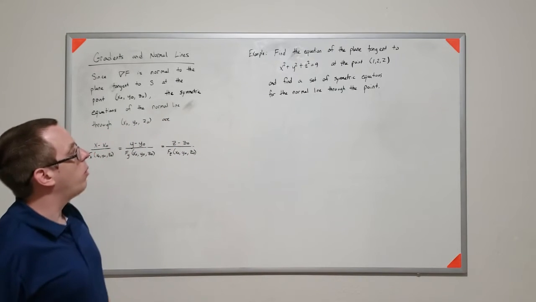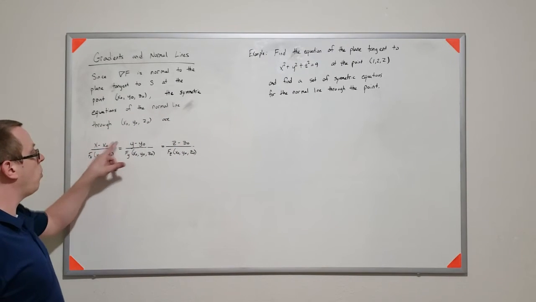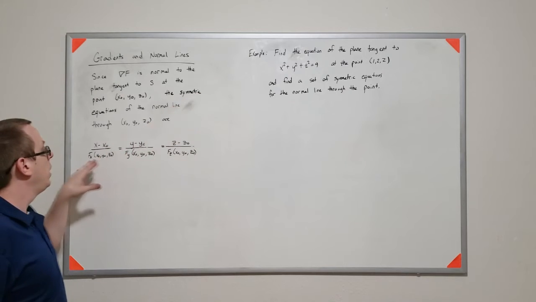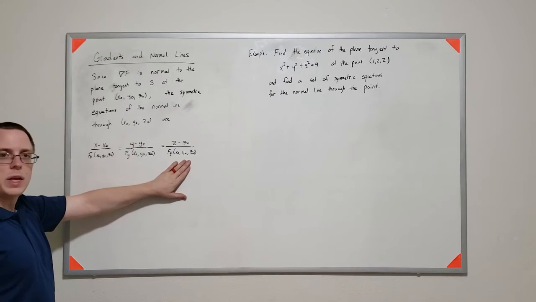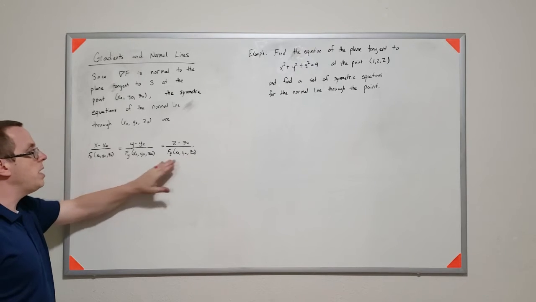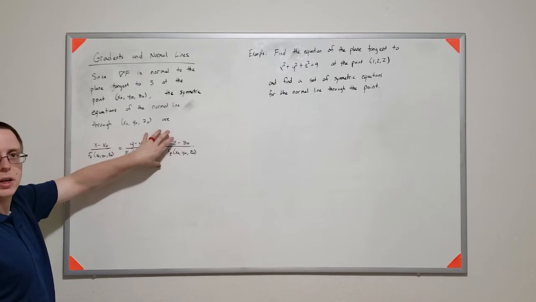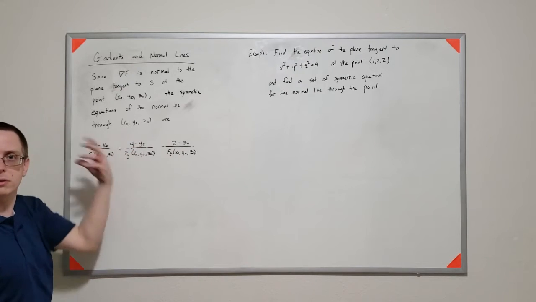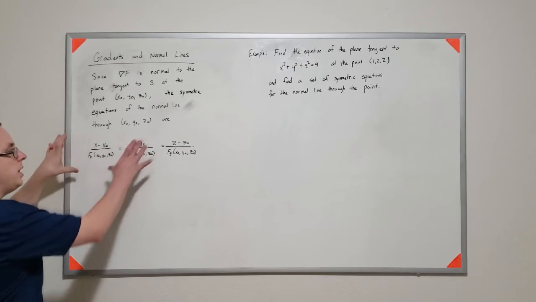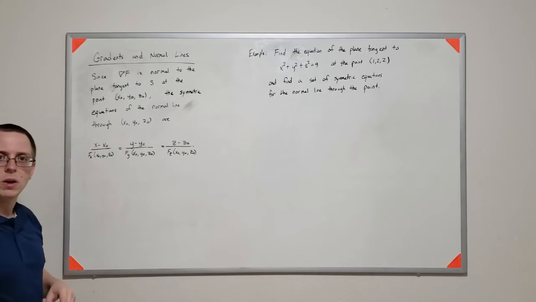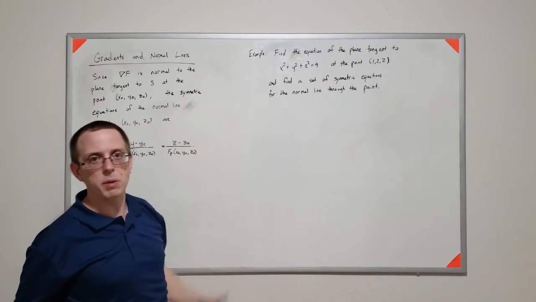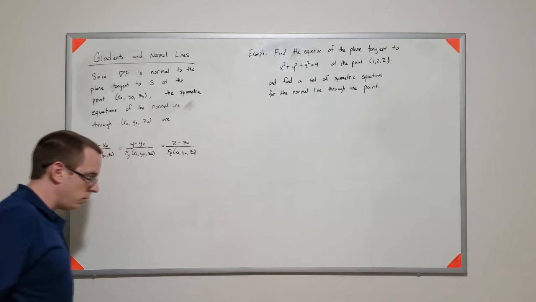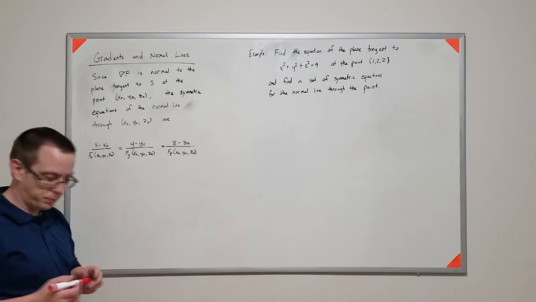So to find the symmetric equations, it looks like we need the point, which we have, and we need the value of the gradient here. Well, that's kind of neat because we need all of this information to get the equation of the tangent plane anyway. So the exact information you need to get one, you use the same information to get the other. So let's do it.